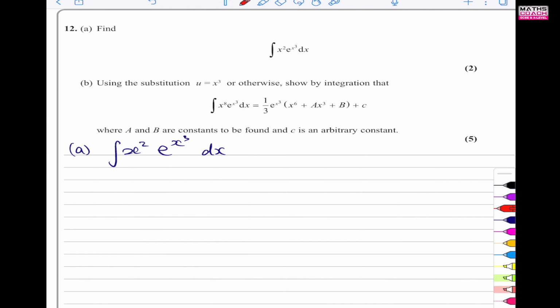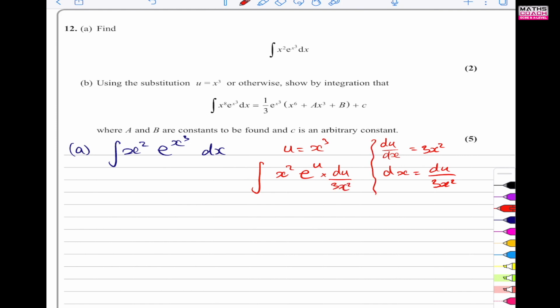If you still can't see the reverse chain rule, then we can apply a substitution for this one. So if we say u equals x to the power 3, then this integration becomes x squared e to the power of u. And then if we differentiate, du by dx gives us 3x squared, so dx is essentially du over 3x squared. Substitute this in for the dx, so this will be times by du over 3x squared.